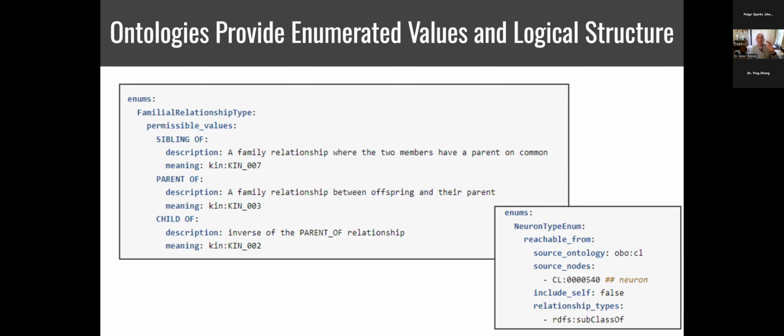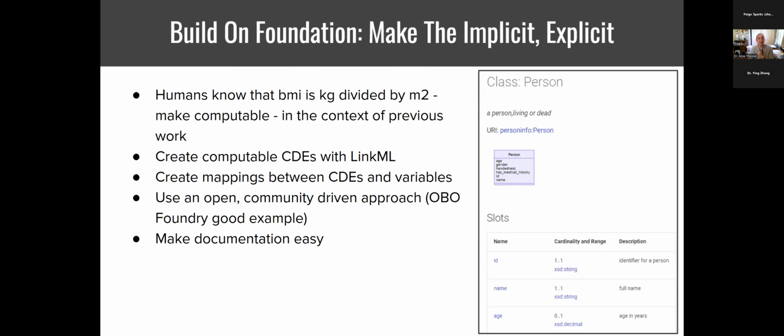So LinkML defines the structure, the schema of the data, and ontologies are used to codify what all the slots and all the classes are in some sort of a semantic structure. And so we want to build on that foundation to make the implicit in these CDEs explicit. So, for example, humans know that BMI is kilograms divided by meters squared. We want to make that computable and place it in the context of previous work.